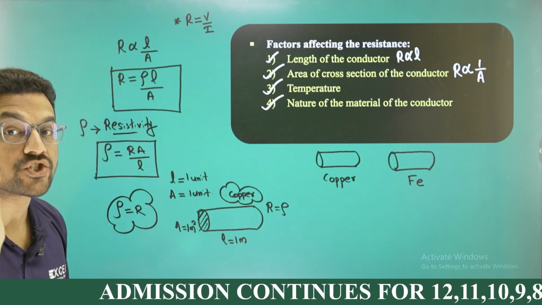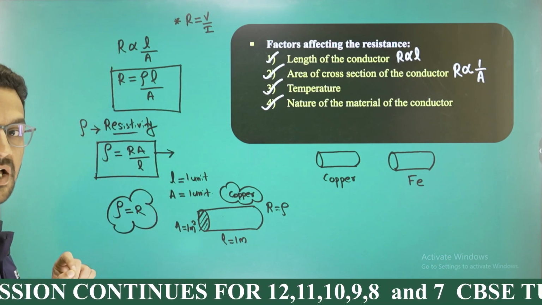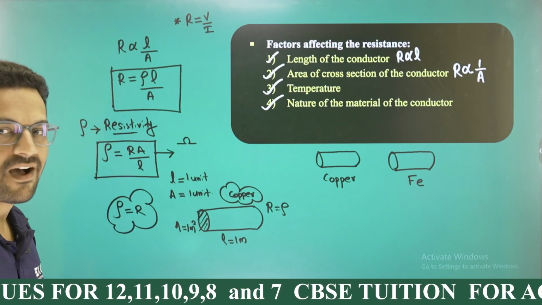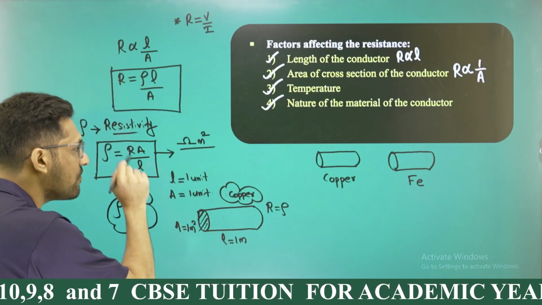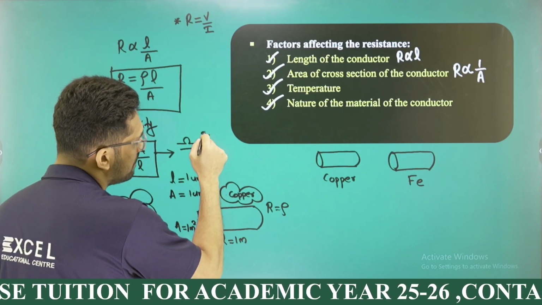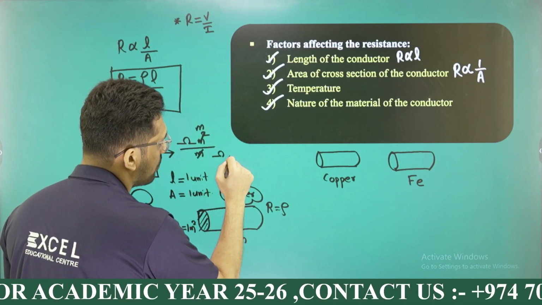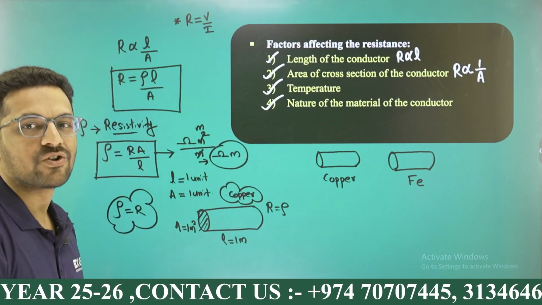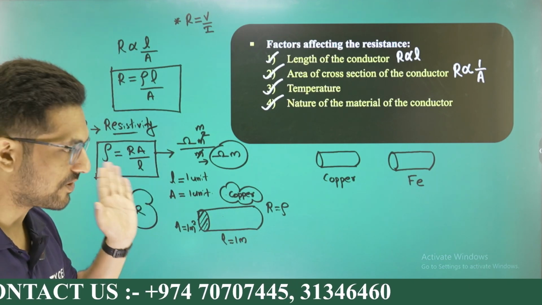Let's find what the unit of resistivity is. Look at the equation. R, resistance, has a unit ohm. What is the unit of area? Unit of area is meter square. Ohm meter square divided by length. What is the unit of length? Meter. Then meter square and meter cancel, and there is only one m left. Now the unit is ohm meter. So the unit of resistivity is ohm meter. Did you understand this? Okay.